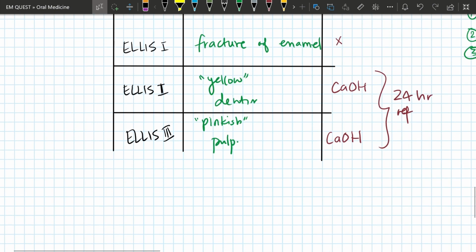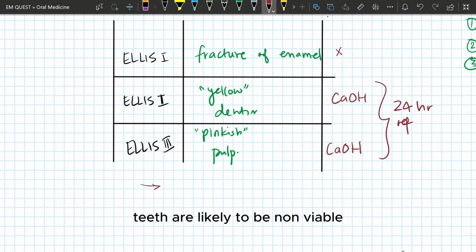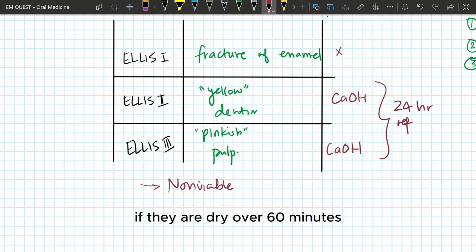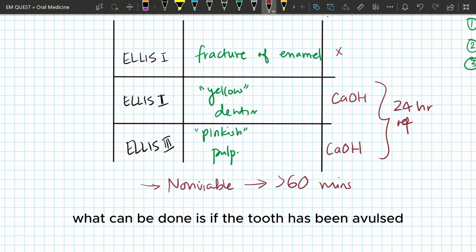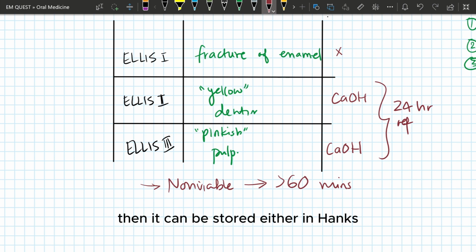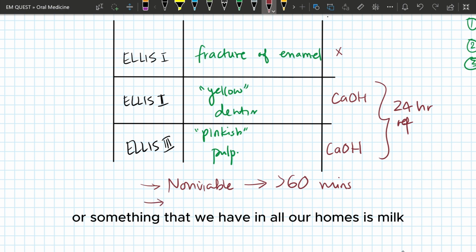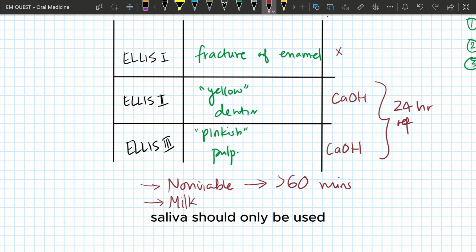In cases where the tooth gets avulsed, especially if it is a permanent tooth, then it should be reimplanted at the earliest opportunity. Remember that in general, teeth are likely to be non-viable if they are dry over 60 minutes. In the pre-hospital setting or in first aid, if the tooth has been avulsed, then it can be stored either in Hank's balanced salt solution, or something that we have in all our homes, which is milk. Saliva should only be used if no other medium is available, but do not use water to store teeth.